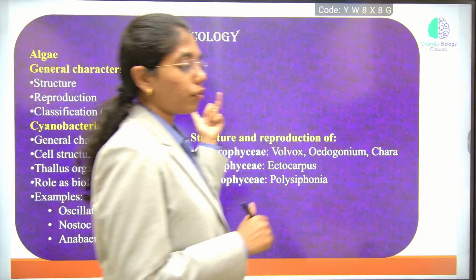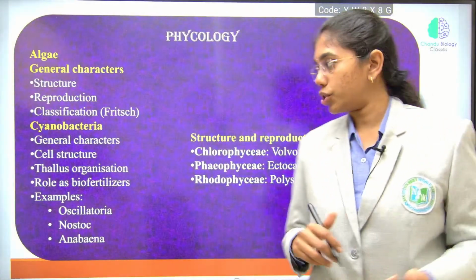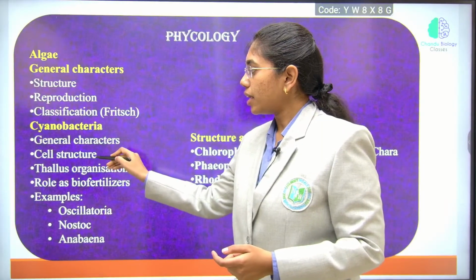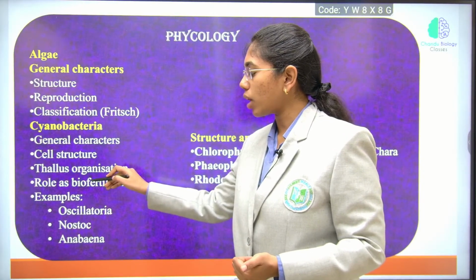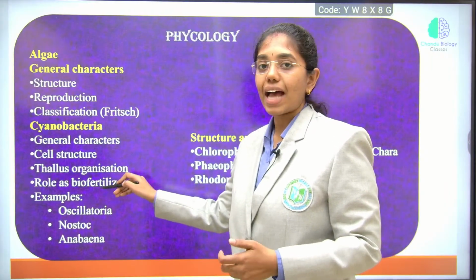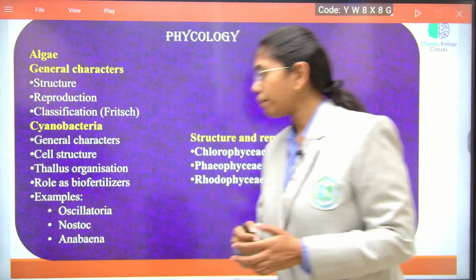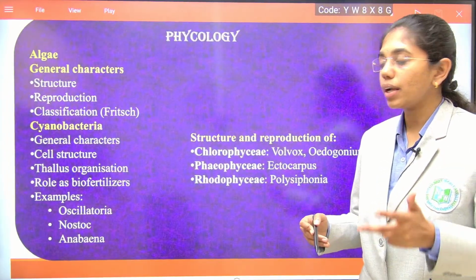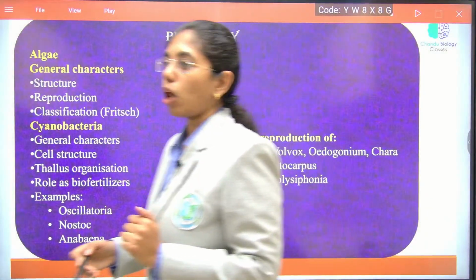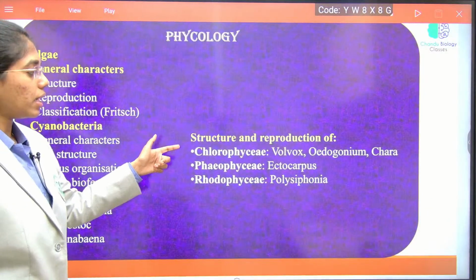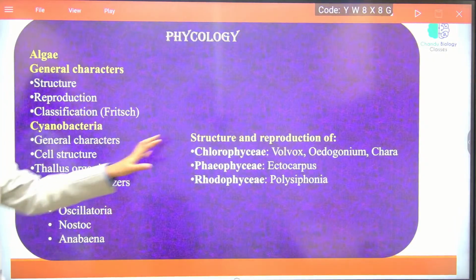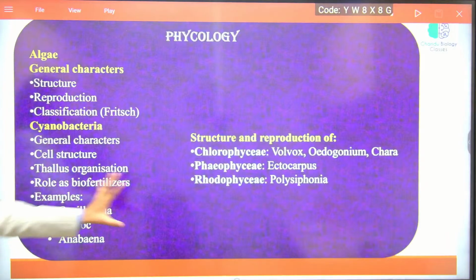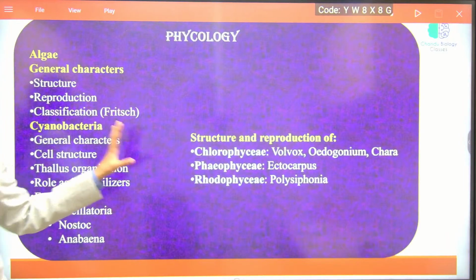Especially we are going to follow Fritsch classification, and then cyanobacteria, general characters, cell structure, organization, and their role as biofertilizers. Examples, if you see, Oscillatoria, Nostoc and Anabaena, we are going to learn in detail. Followed by Chlorophyceae, Phaeophyceae and Rhodophyceae, which we are going to learn in detail. This is the complete gist that we are going to learn from Phycology.